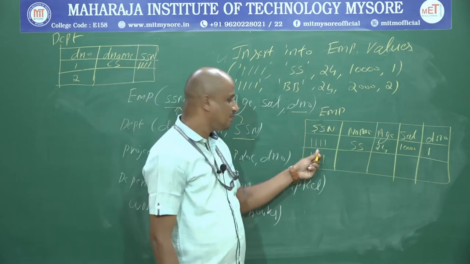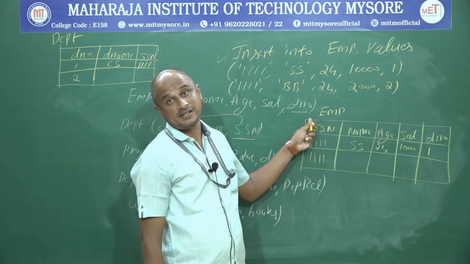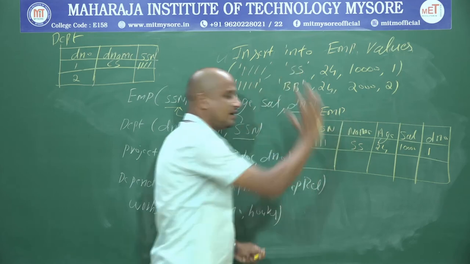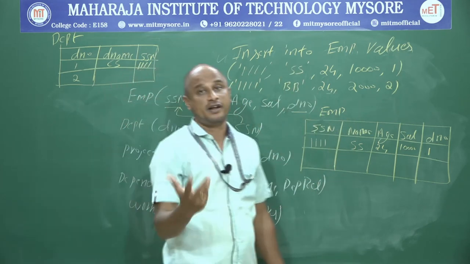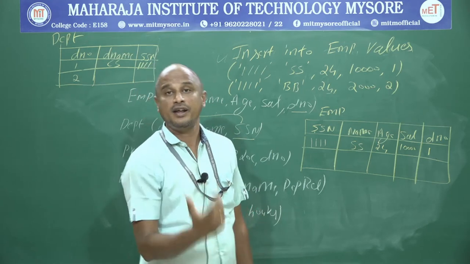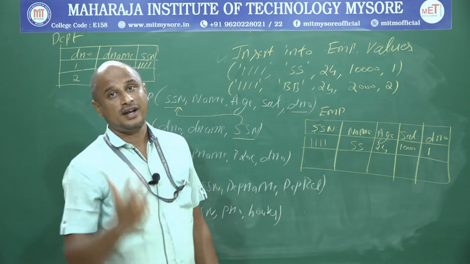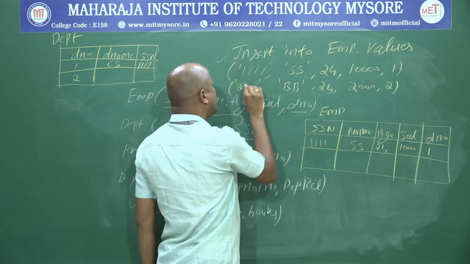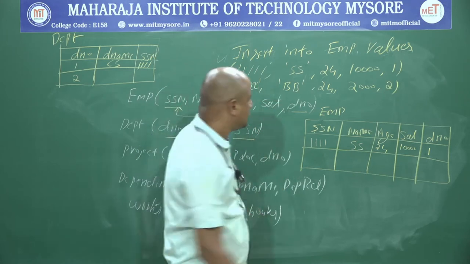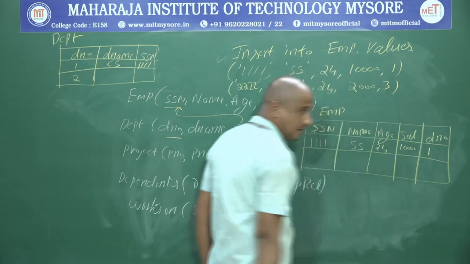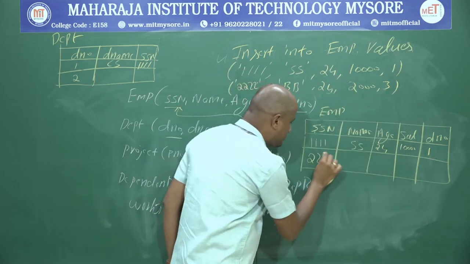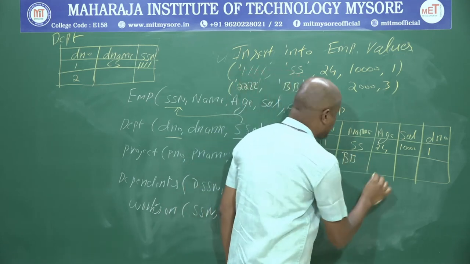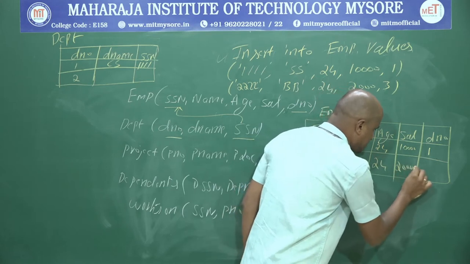Duplication is not possible because you defined the primary key as SSN, so SSN cannot be duplicated. This 11 cannot be duplicated. That rule has been defined in the entity integrity constraint. If I now change it to 2, then it will be inserted, because it satisfies the uniqueness property. For a while I'll make it 3: 22, BB, 24, 2000, and department number 3.